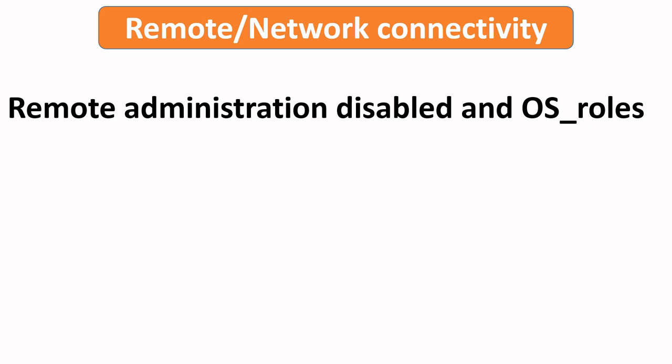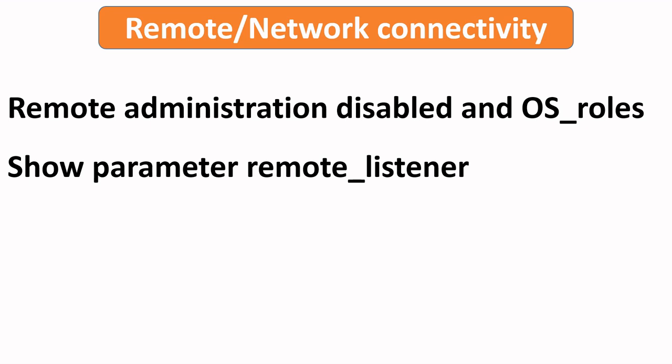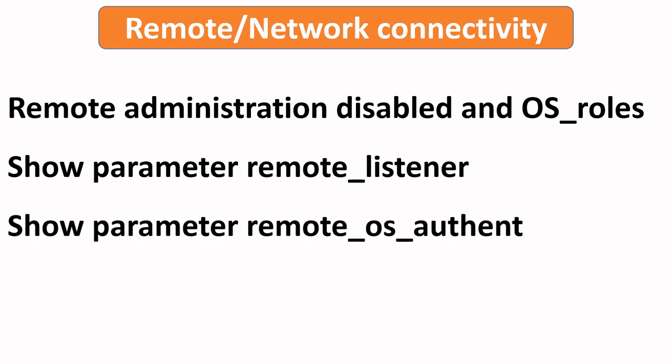The remote_listener setting determines whether or not a valid listener can be established on a separate system from the database. Ensure remote_listener is empty by running the following command. The remote_os_authent setting determines whether or not operating system roles with the attendant privileges are allowed for remote client connections. Ensure the value is set as false by running the following command.